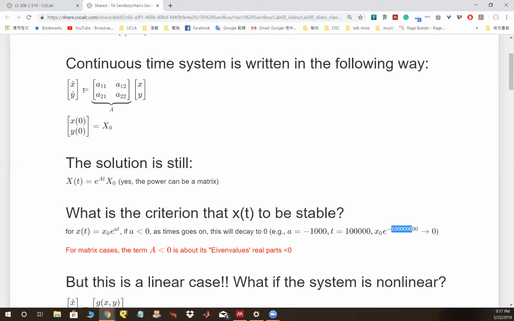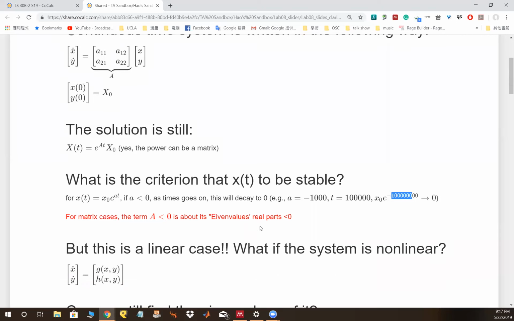If you can write a system, x dot y dot, equal to some constant matrix multiplied by the current state, x and y, this is a linear system. If you want x and y to go to a stable, constant value, an equilibrium point, and stay there, then all the eigenvalues of this matrix need to have negative real part. That's the first conclusion.